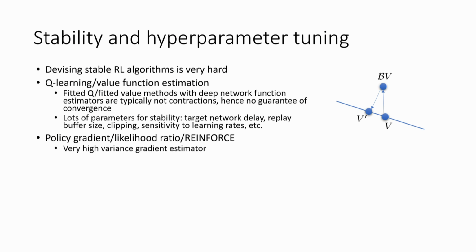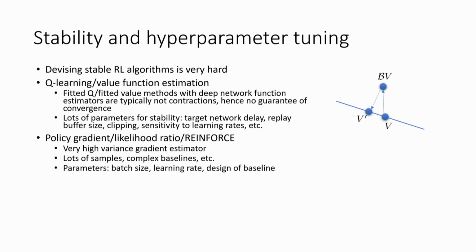With policy gradients, you have a very high variance gradient estimator. So in practice, you do a lot of things to try to reduce the variance of that estimator, and most of those things also introduce additional hyperparameters. So you have lots of samples, complex baselines, etc. Your parameters are things like batch size, learning rate, the design of your baseline.